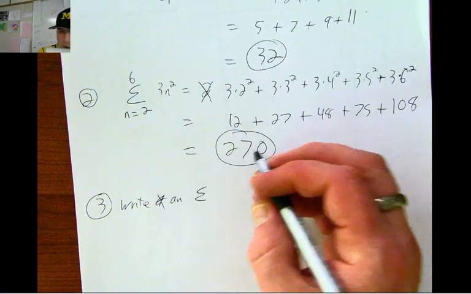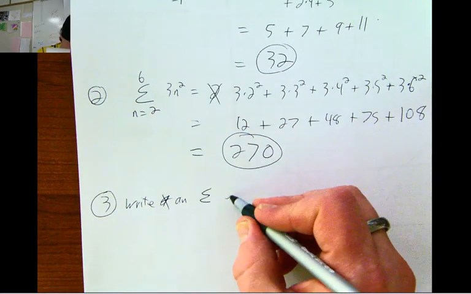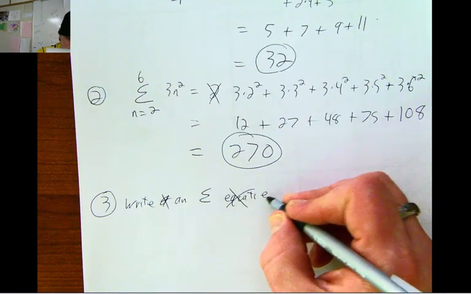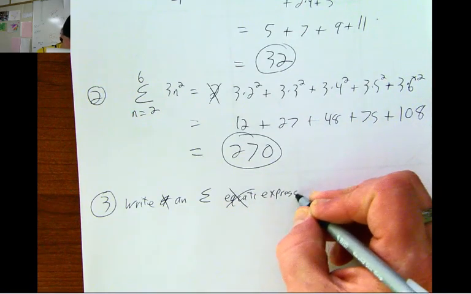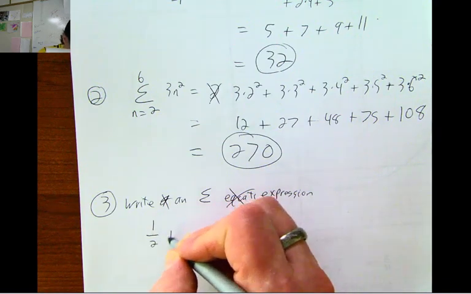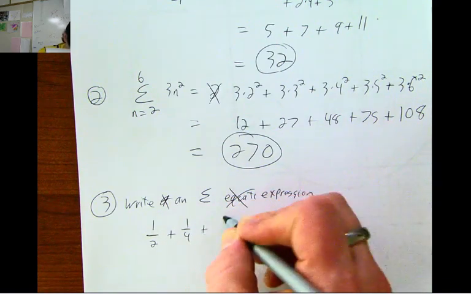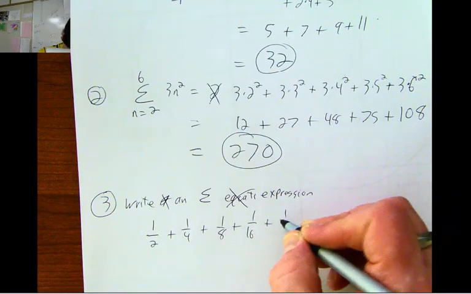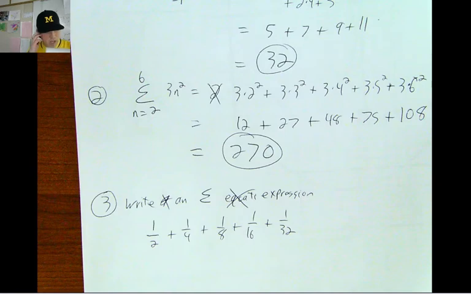And it should be a sigma notation equation. Actually, it's the wrong word. I think it'd be a sigma expression. And it starts off like this: 1/2 plus 1/4 plus 1/8 plus 1/16 plus 1/32.